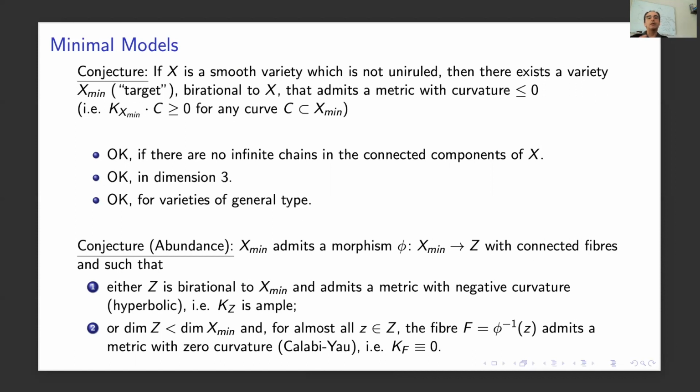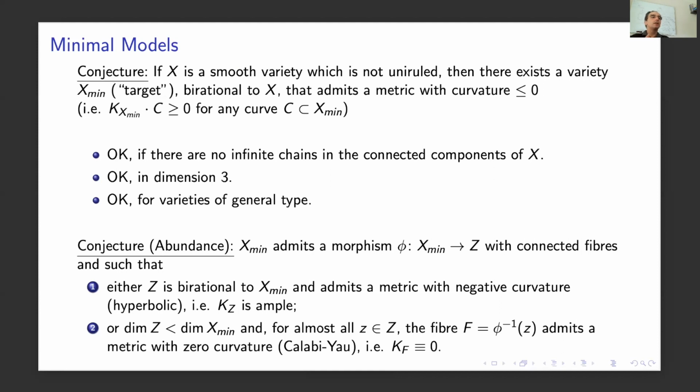So it's Calabi-Yau. In other words, the canonical divisor of F is somehow equal to zero. So in particular, it's zero on every curve of F. And we know that this object admits a metric with zero curvature, so of course it's Kähler-Einstein.